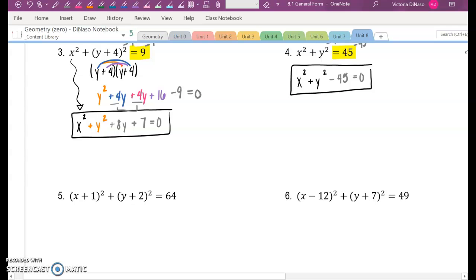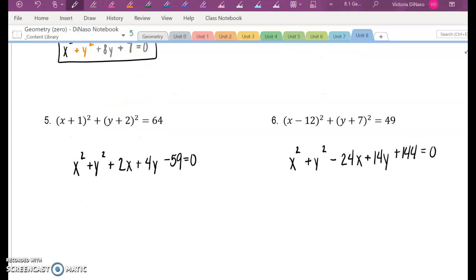Last two, numbers 5 and 6. I'm going to try those, and I'll have the answers after you're done with them. Here are your final two problems. So for general form, you're taking center-radius form, and you are multiplying everything out, and don't forget to set the whole thing equal to 0.